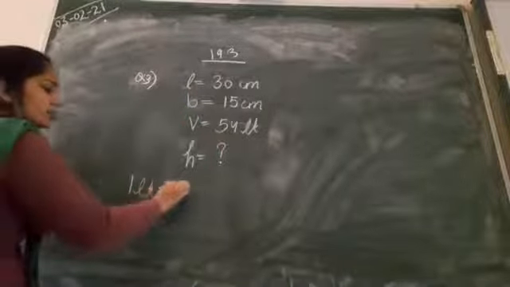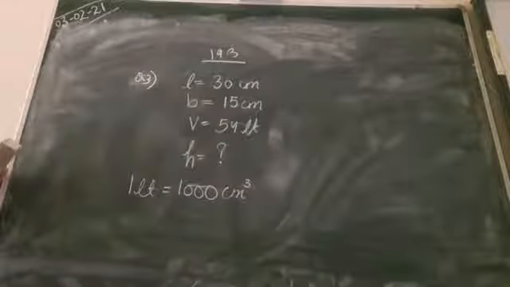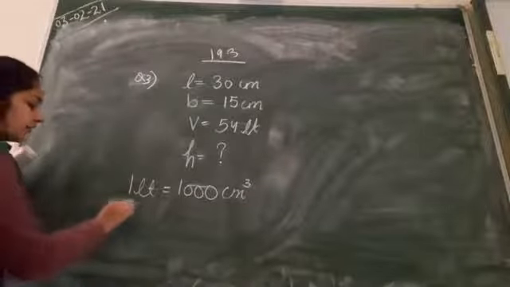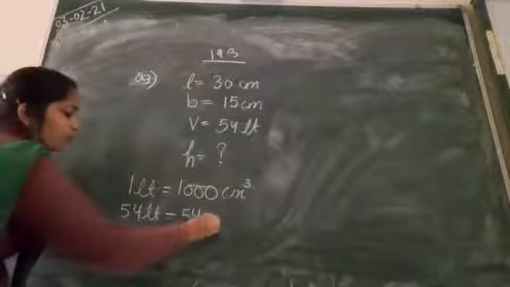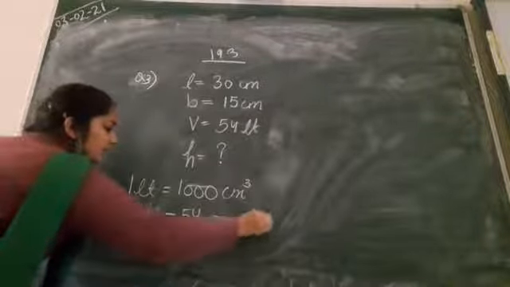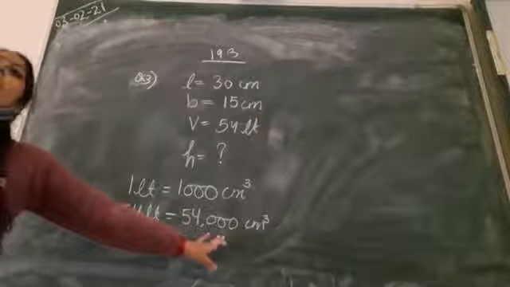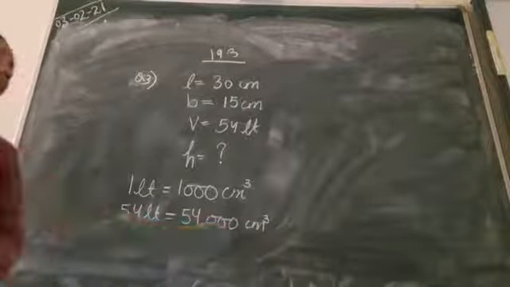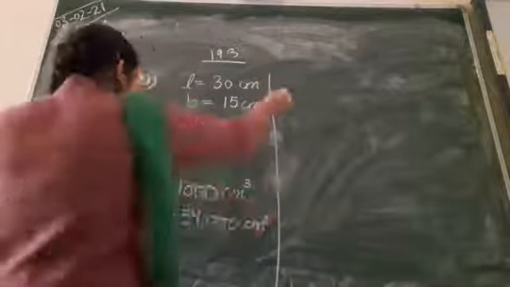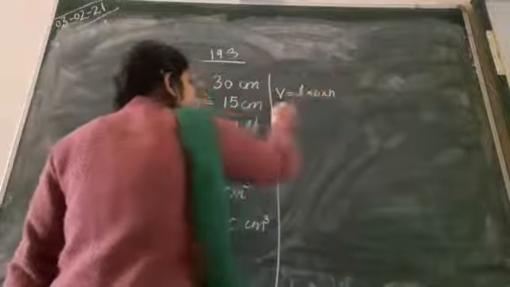1 liter is equal to 1000 centimeter cube, right? It means 54 liter will be how much? 54,000 centimeter cube. So now our volume is in centimeter cube. So we can use the formula of volume to calculate the depth or height, right? Yes. So let us apply the formula. Volume is equal to L into B into H.